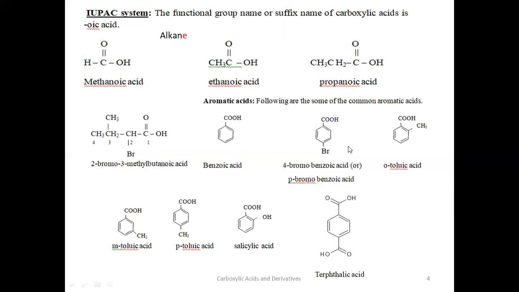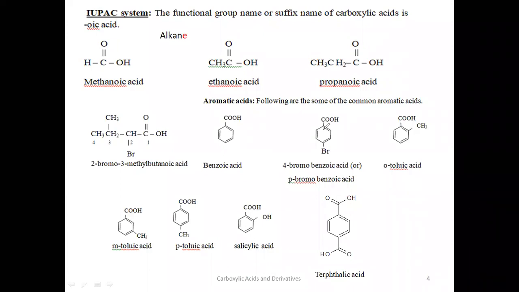Now let us see when there are substituents. If there are substituents here, how do you name them? You have to give the numbering here. This is 1, this is 2, this is 3, this is 4. So this is benzoic acid, right? So you write benzoic acid here. Now you have a substituent here at which position? 4th carbon. So you have to write 4-bromo-benzoic acid.